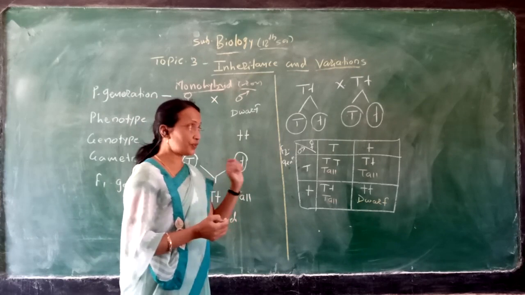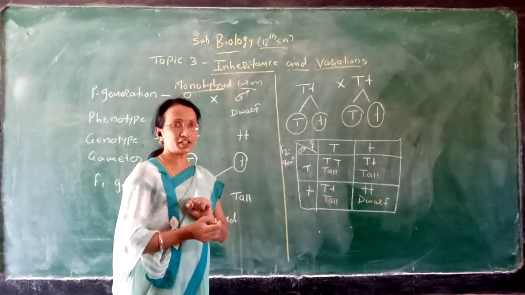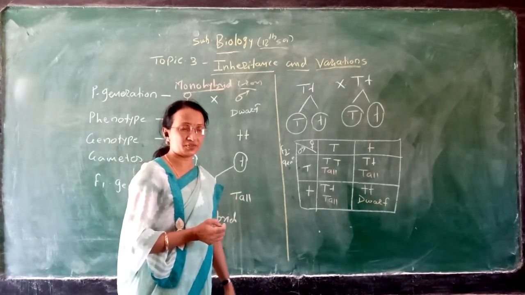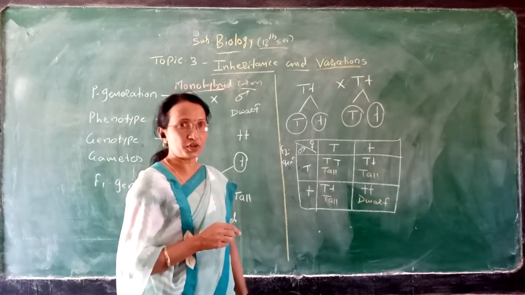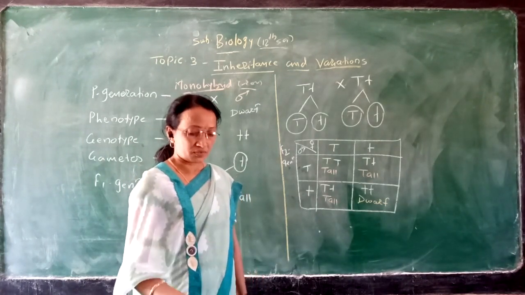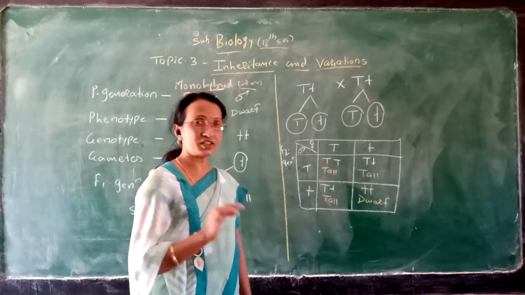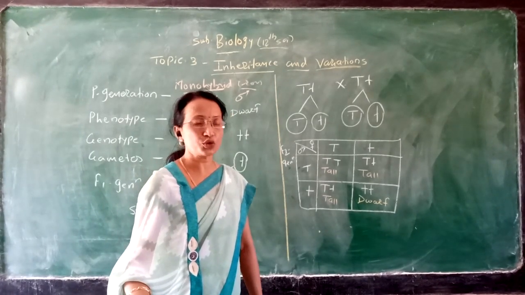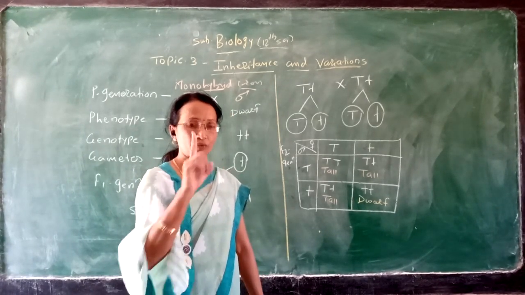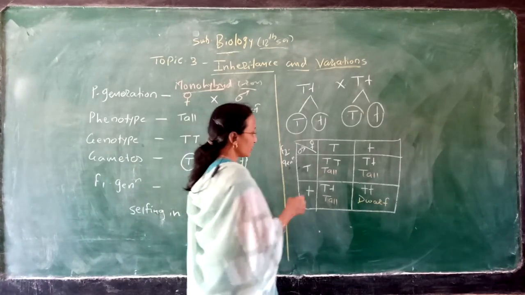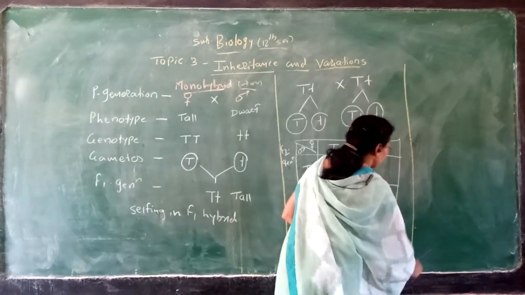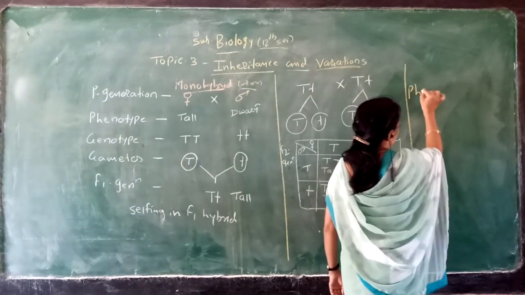But what are the phenotypic ratio and genotypic ratio of monohybrid cross? There will be a question in your board exam. The question is like, what are the genotypic and phenotypic ratios of monohybrid cross for 1 mark? So the answer is the phenotypic ratio.